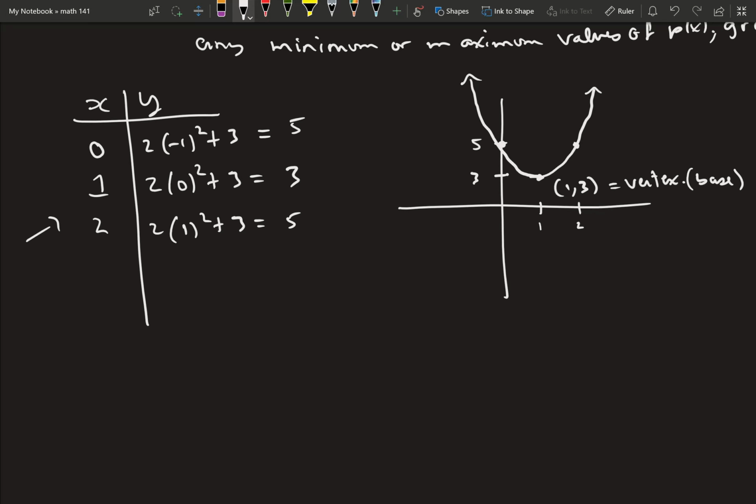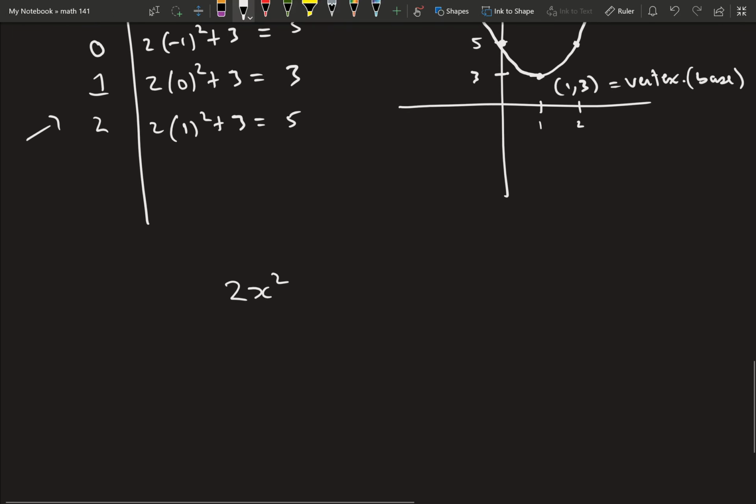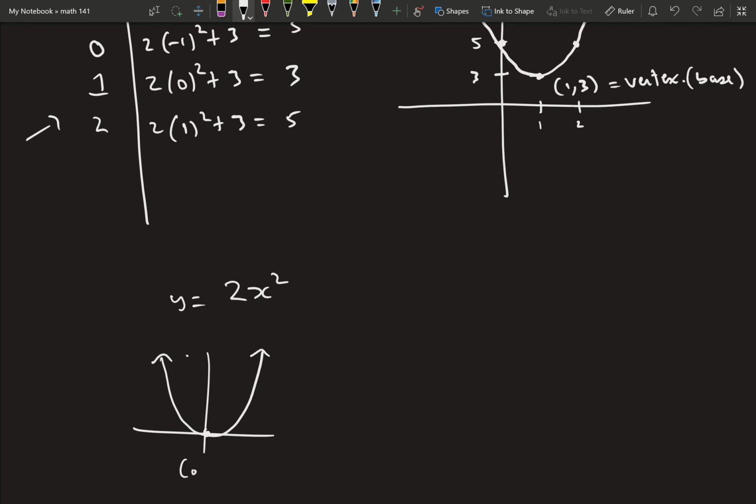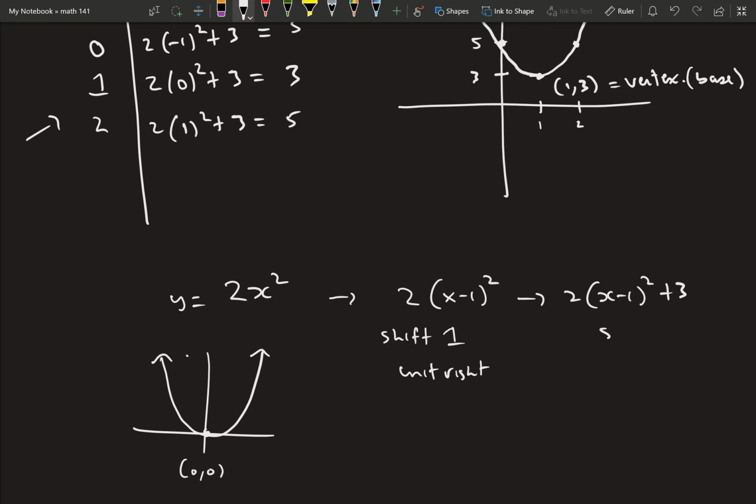How do you get to that base? Well, think of it this way. Suppose we started with just y equals 2x squared. Then that would be a graph like this, because it's just a multiple of x squared. It just stretches it a little bit. You still have the base point at 0, 0. Then if you replace x with x minus 1, this is a shift 1 unit to the right, and then we added 3, and that's a vertical shift up by 3.